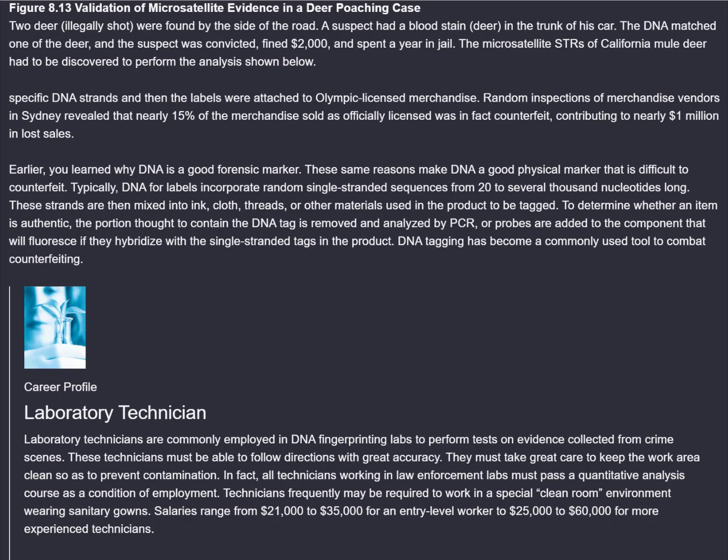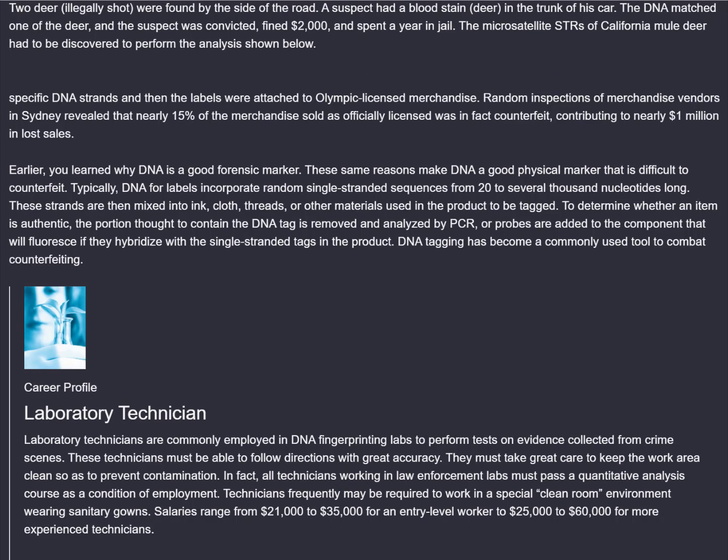Figure 8.13 Validation of microsatellite evidence in a deer poaching case. Two deer, illegally shot, were found by the side of the road. A suspect had a blood stain, deer, in the trunk of his car. The DNA matched one of the deer, and the suspect was convicted, fined $2,000, and spent a year in jail. The microsatellite STRs of California mule deer had to be discovered to perform the analysis shown below.